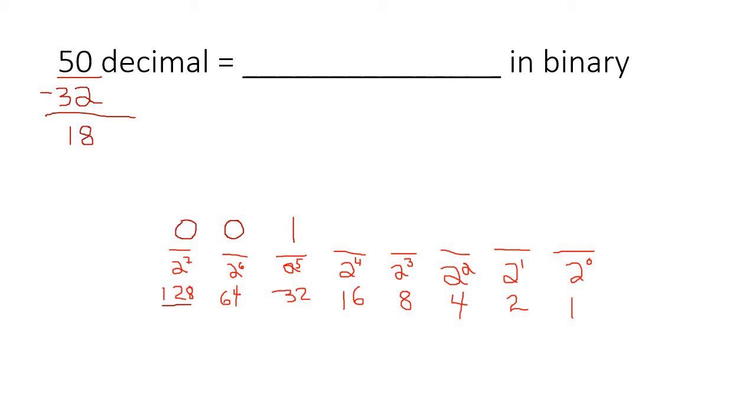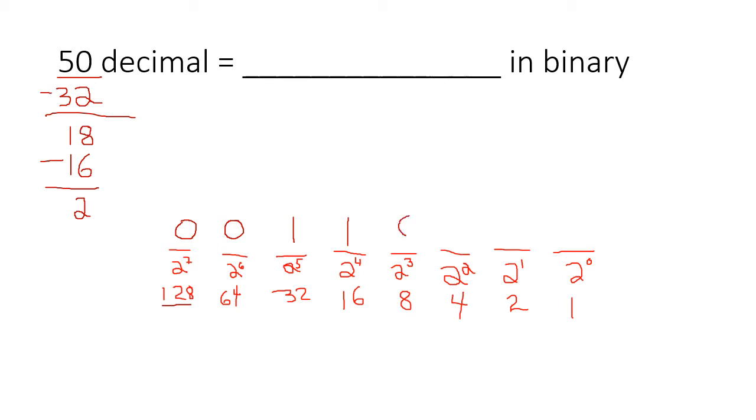And now moving forward, I'm only looking at this 18 now. I'm not looking at the 50, the original number. I'm now looking at the remainder of 50 minus 32, which is 18. So moving forward to the right, I'm going to put a 1 in the 16th place because there is a 16. Subtract that number, and my remainder is 2. Again, I'm just looking at the remainder now as I move to the right.